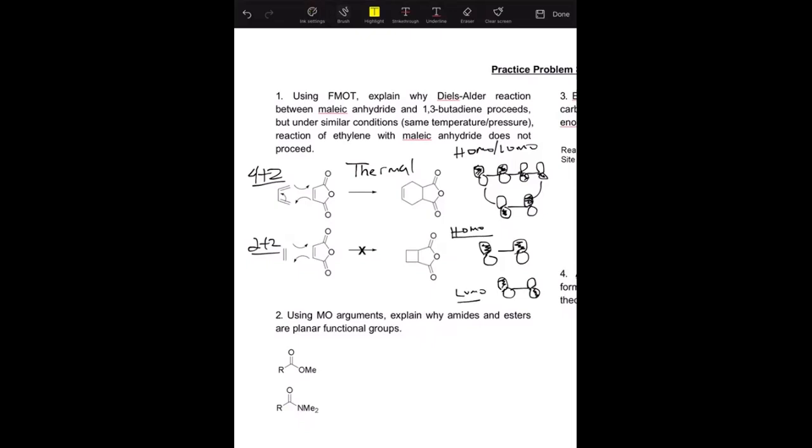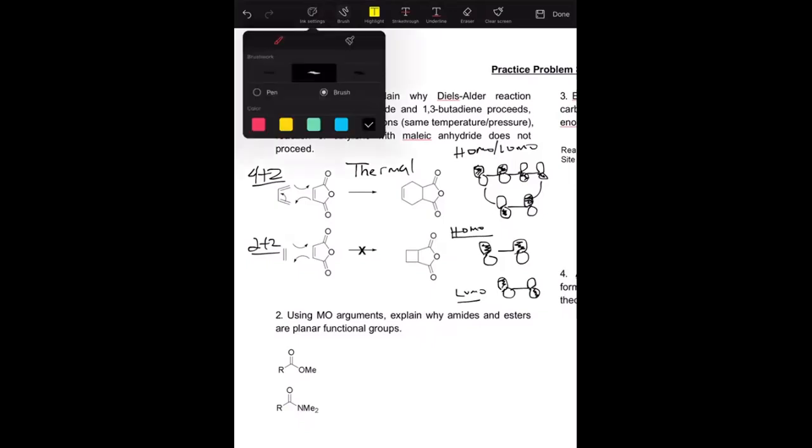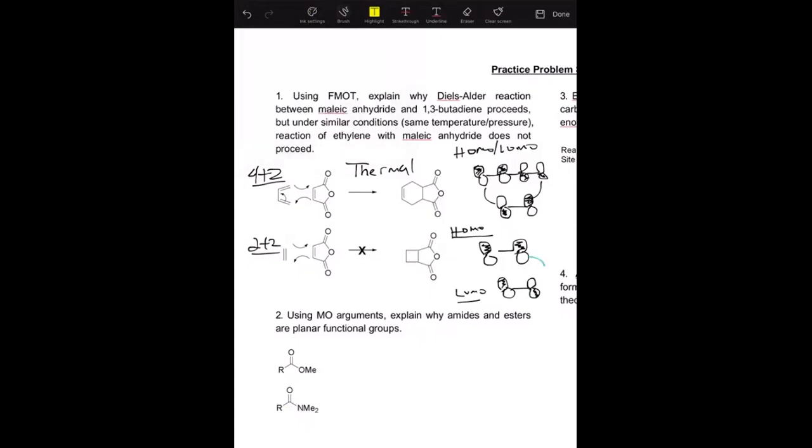under these conditions? No, you'll get constructive overlap on one side, but you can't get it on both sides without some type of twist happening. Right, you got constructive overlap here, but on this side, it's destructive, right? The only way to get that overlap to be proper is to do a twist in the LUMO or in the HOMO, and it's not going to happen. It's very difficult for that to happen. Are y'all following that?